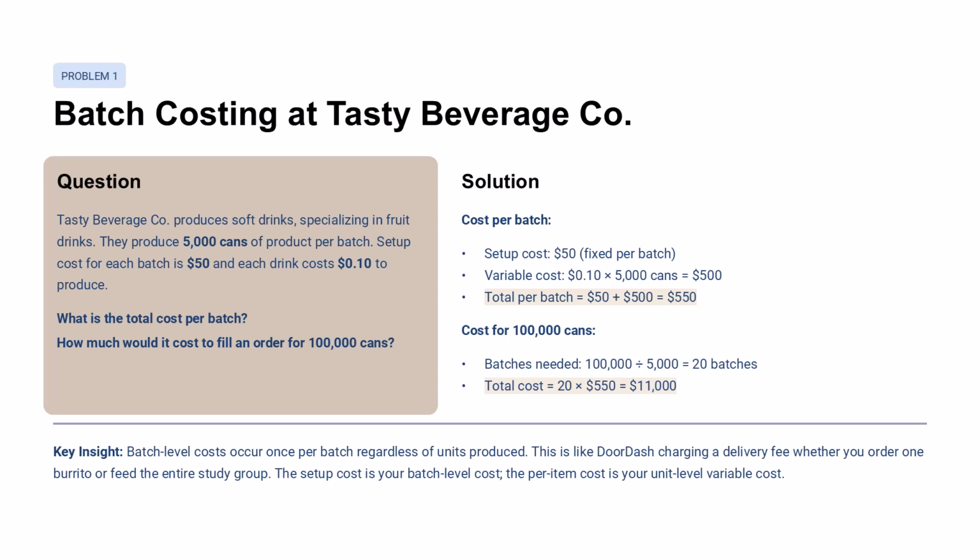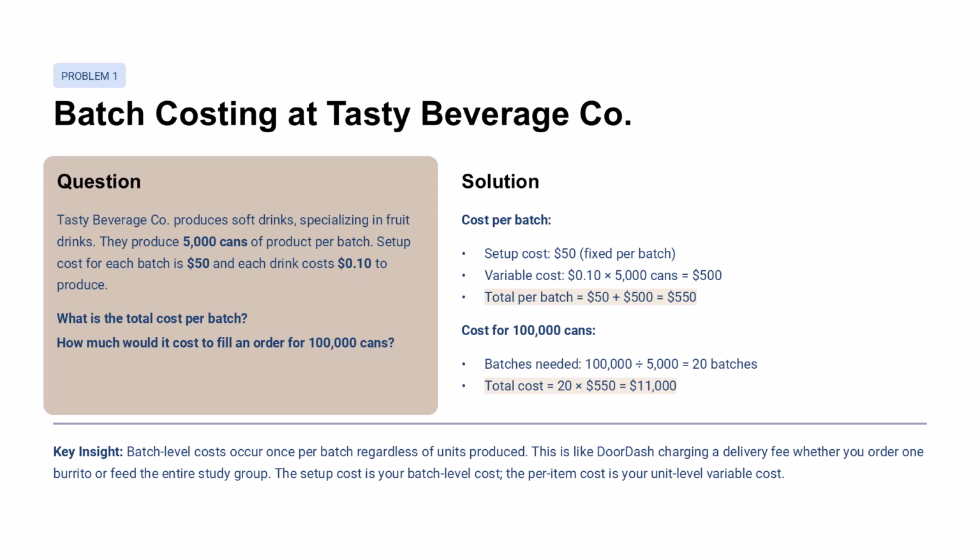Batch costing reveals the hidden cost of variety. Every time Tasty Beverage switches from grape to orange flavor, they eat another $50 setup cost. If they made only one flavor, they'd only set up once. But consumers want variety, just like Spotify users want millions of songs, not just one album on repeat. The business decision becomes, how do you balance customer variety demands against setup cost efficiency?